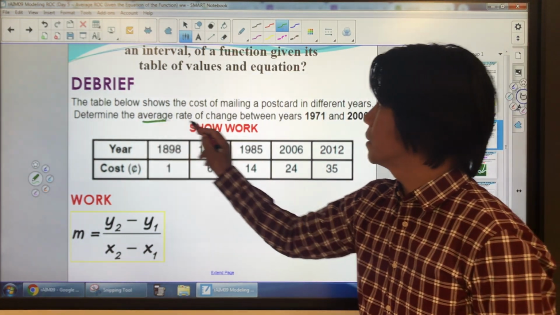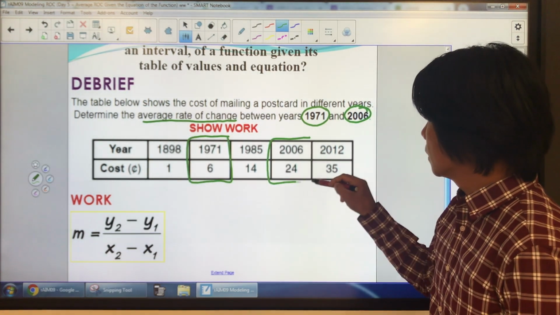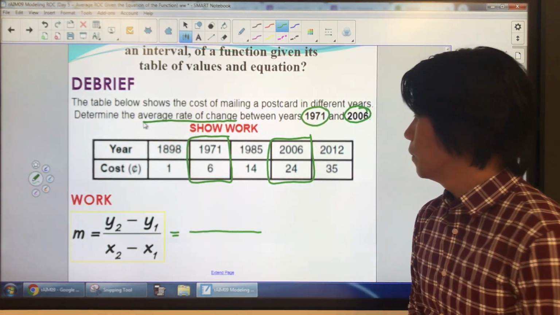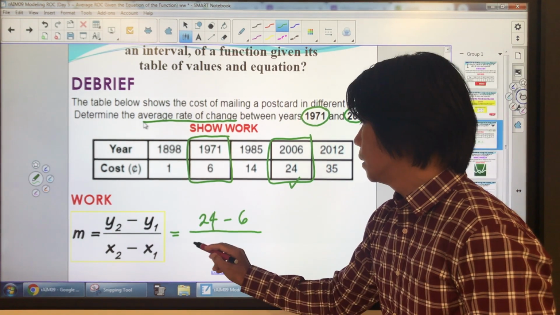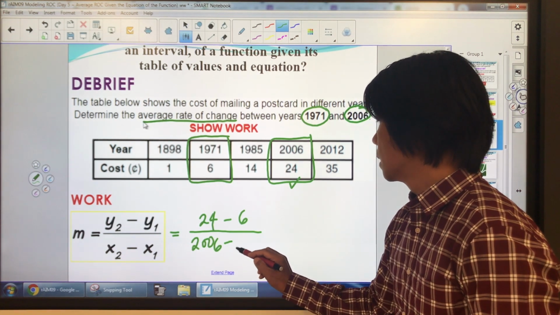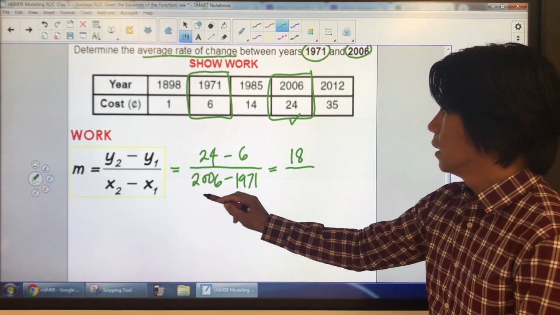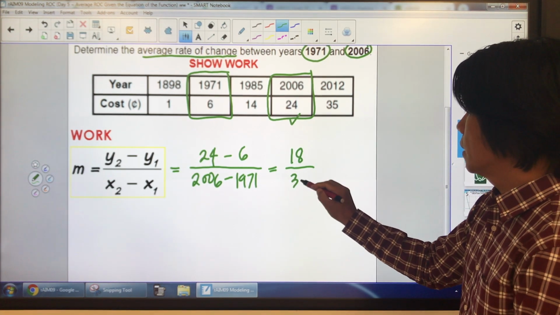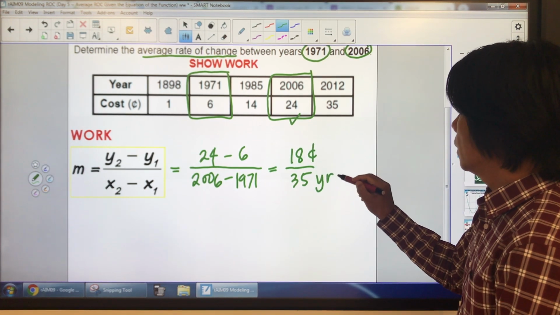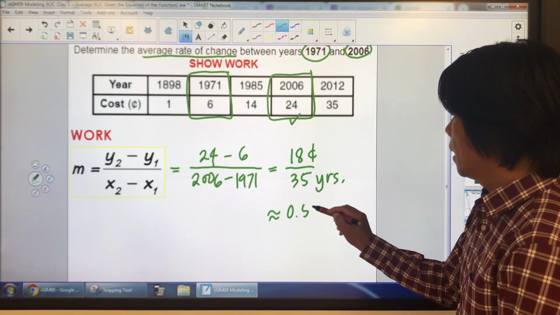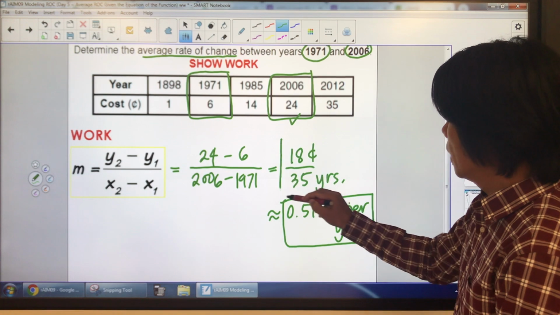It says determine the average rate of change between 1971 and 2006. So 1971 is right here, 2006 is right here. Using the formula, you can fill that in. y sub 2 is 24, take away 6, over 2006 minus 1971. So 24 minus 6 is 18 over 2006 minus 1971, that's 35, which means the increase is 18 cents for every 35 years, or roughly 0.514 cent per year. And that is the average rate of change. You may leave your answer like this.